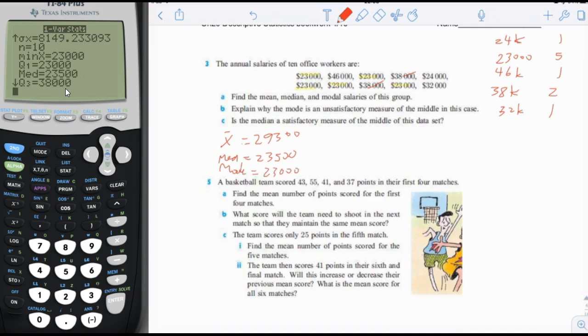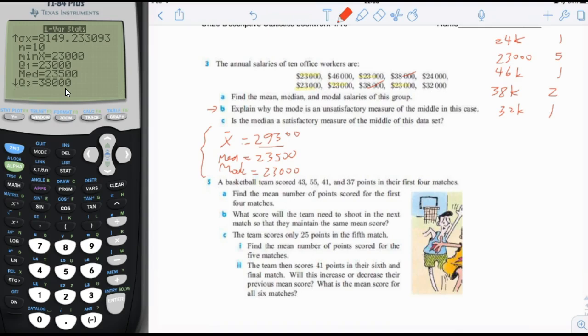All right. What about B? Explain why the mode is an unsatisfactory measure of the middle in this case. To analyze this, you would look at all 3 possible measures of the center, and you see that mode and median are very close to 23,000 because of the influence of all the people that make $23,000. But look at the average. The average is much higher. So maybe the reason why it wouldn't be a good idea to look at median or the mode as the measure of the middle is that it's overrepresented here.